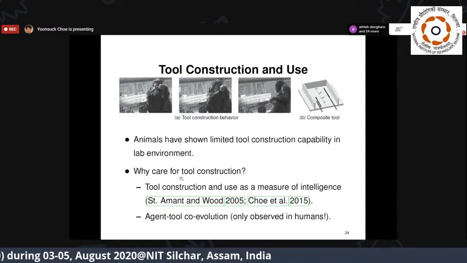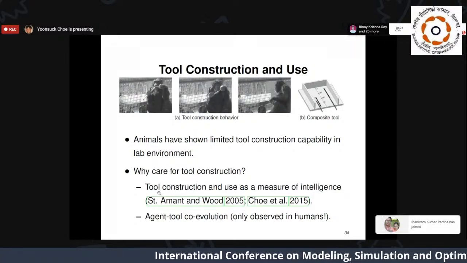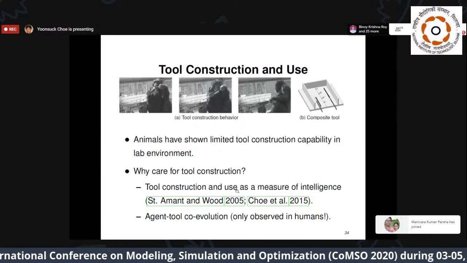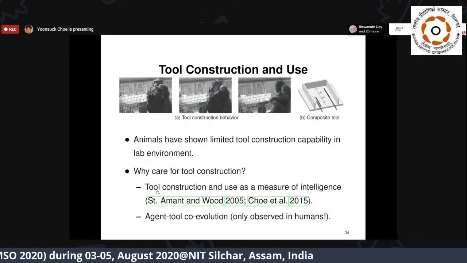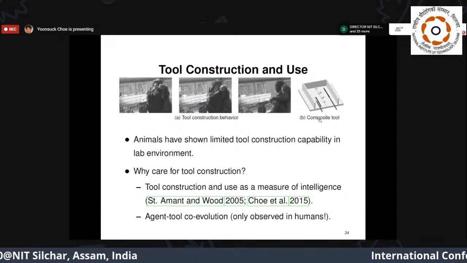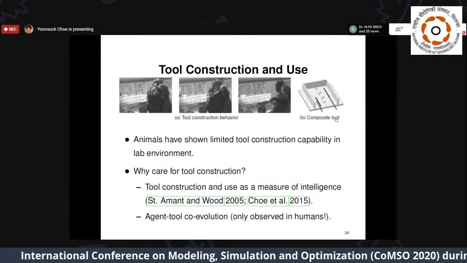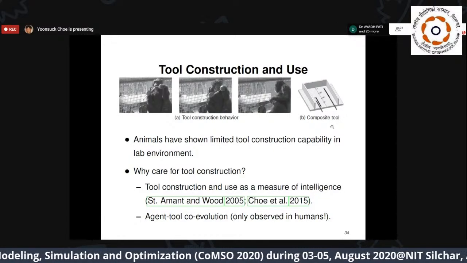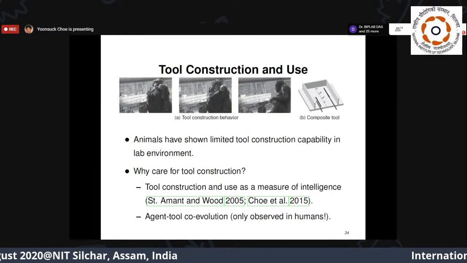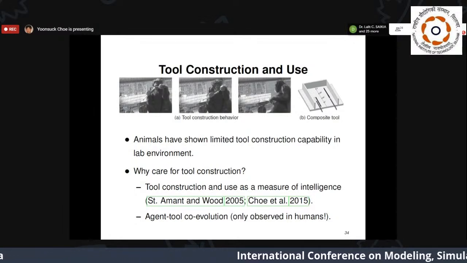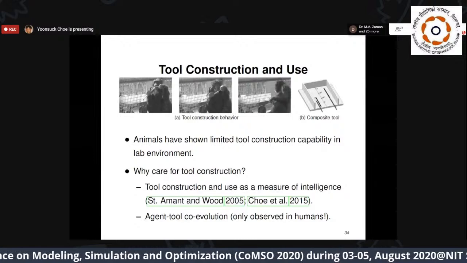Okay, so why should we care about tool construction? We think that tool construction and use can be a very strong measure of intelligence. And also, if we can develop some kind of AI algorithm where the agent can create these complex tools, then the evolution of the tools and the complexity of these tools can have this kind of ratcheting effect. You make more complex tools, and based on that, your intelligence improves. And based on your improved intelligence, you can build more complex tools and so on. And that's exactly what's happening in humans.